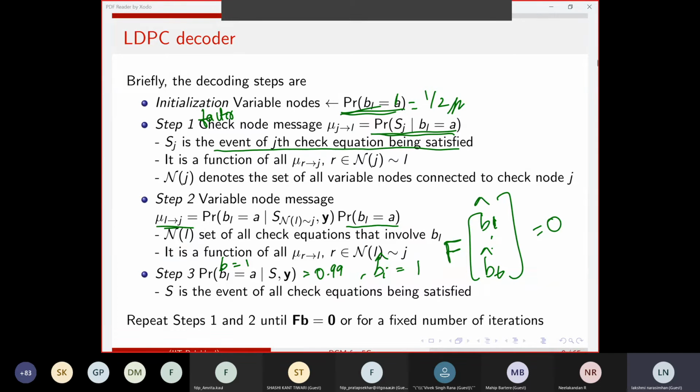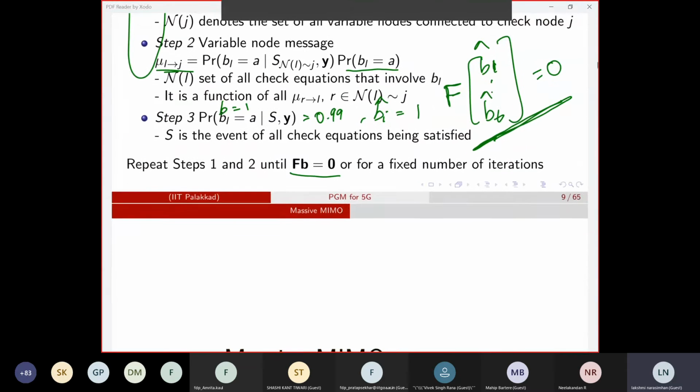If the received signal was not a valid code word, then this would not be equal to 0, which means some of the bits are in error. So what we do is keep running step 1 and step 2 until we see that this FB is equal to 0. So that is the stopping criterion here. Whenever there is a cycle, we need to put a stopping criterion, and that stopping criterion is problem dependent. And in this problem, the stopping criterion is to keep updating the priors and posteriors until you see that it satisfies the property of a valid code word. Okay, so this is the very famous LDPC decoder, message passing decoder, or the sum product algorithm.